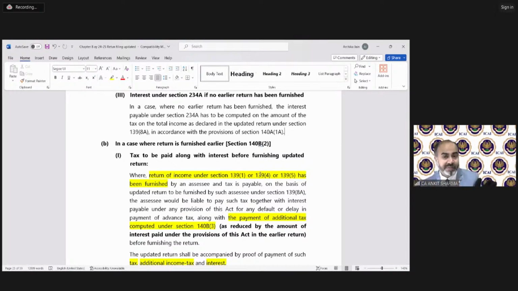So revised is a return which can be filed up to 31st December 2024. And when a revised return, belated return or normal return cannot be filed, only then the updated return comes into the picture. So if the last date of filing of return has passed away, then you can only file an updated return up to 2 years from the end of the relevant assessment year. Okay.